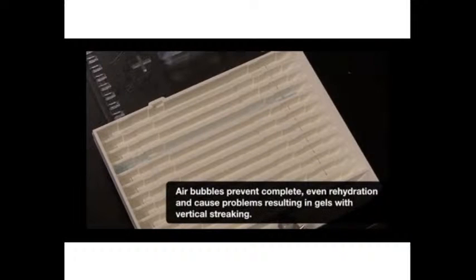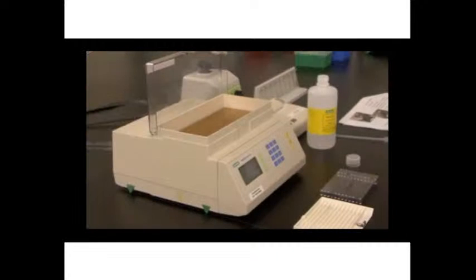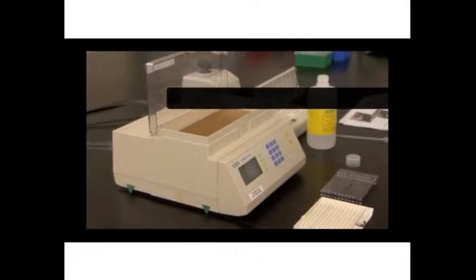If you don't remove air bubbles, there will be areas in the IPG strip that do not rehydrate properly, and that will cause serious anomalies in your first dimension isoelectric focusing run. The initial step of the first dimension separation is to rehydrate the strip. I will do passive rehydration in the focusing tray.